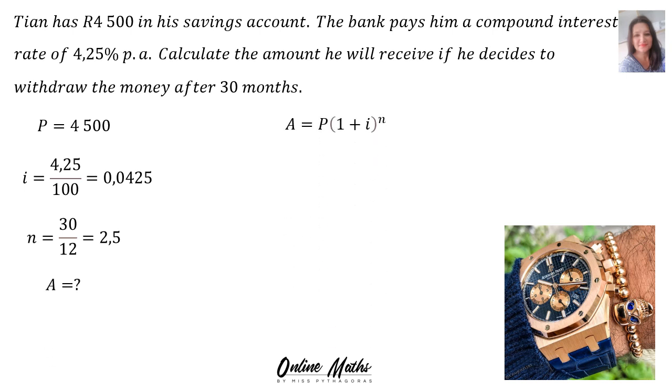Then into the compound interest formula, A equals P bracket 1 plus i to the n. We will substitute. In P's place, 4,500 bracket 1 plus i, we said, was 0.0425, raised to the power 2.5. And when you slot that into your calculator, the A value is 4,993 rand and 47 cents.